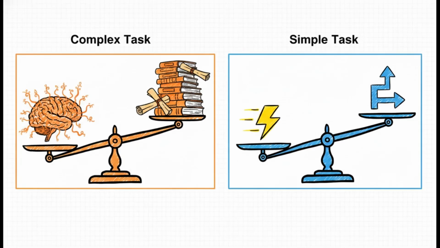So the whole point is this. You have to match the model's capability to the task's complexity. A simple, high-volume job like routing or summarizing some text, that is perfect for a fast, cheap model. But a really complex task like planning something with a dozen steps or synthesizing research from a huge pile of documents, that's when you bring out your powerful frontier model.